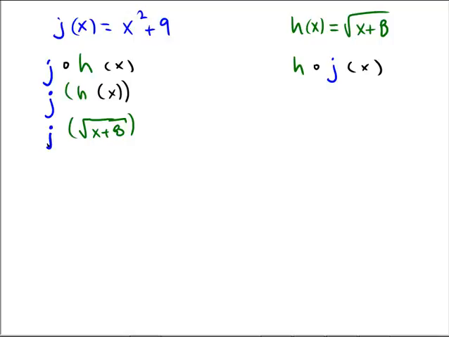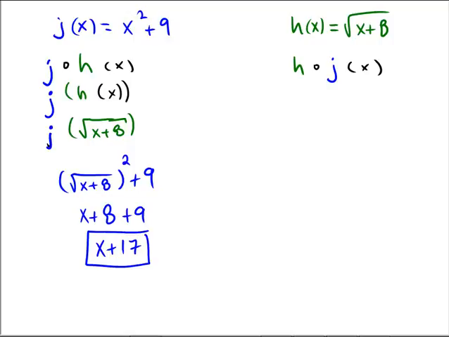Well, the j rule takes whatever it's given, which in this case is the radical of x plus 8, it squares it, and then it adds 9. Radical and square cancel out because they're inverse operations, so we end up getting x plus 8 plus 9. In other words, we get x plus 17. And that's the expression on the left-hand side.